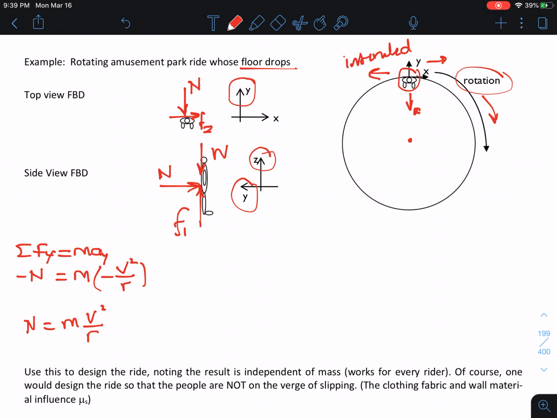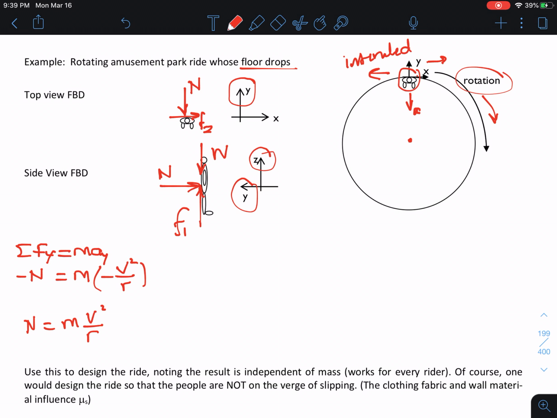So as an engineer, if you're designing this, you want to relate this to the coefficient of friction, and how it is related to the velocity and the radius, so you can design this thing, right? So let's just look into more things then.